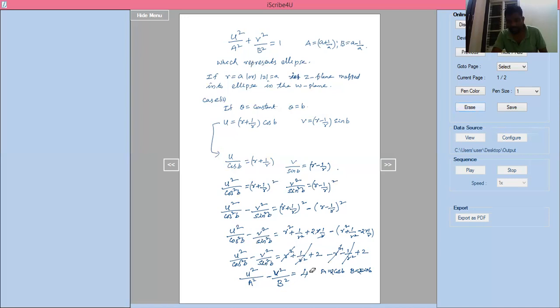This one I will write as 1. We know that here 4 you will get, 2 cos b whole square is 4 cos square b, and 2 sin b whole square is 4 sin square b. So now u square by a square minus v square by b square equal to 1.